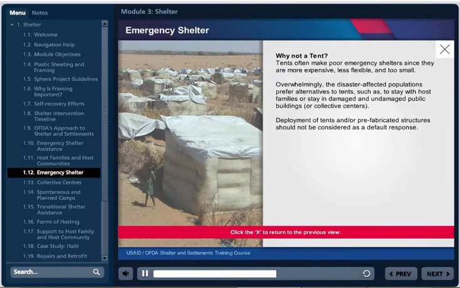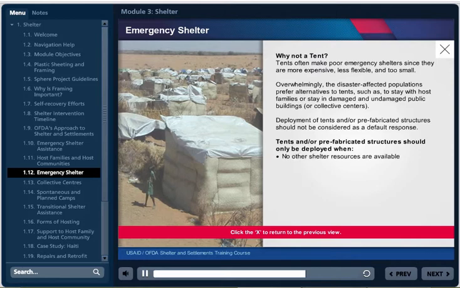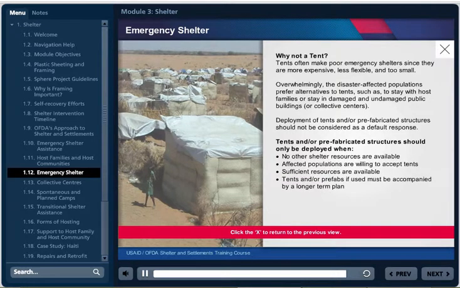Thus, the deployment of tents and/or prefabricated structures should not be considered as a default response, but only to be deployed after a field-based assessment determined that no other shelter resources are available in affected areas, that affected populations are willing to accept tents or prefabricated structures, and sufficient resources are available to support purchase and deployment costs. Tents and/or prefabs, if used, must be accompanied by a longer-term plan.